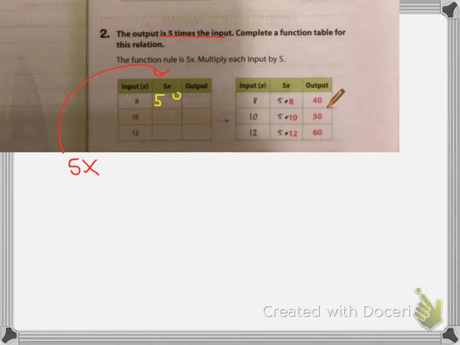So we have 5 times 8 right here because x is equal to 8, and so the output would be 40. Then it will be 5 times 10, and the output is 50, and 5 times 12, and the output is 60. I want you to pay very close attention to the way that I'm saying this because I'm speaking about the relationship. When the input is 8, the output is 40. When the input is 10, the output is 50, and when the input is 12, the output is 60. Again, this reinforces that you have exactly one number for every other number in the function.